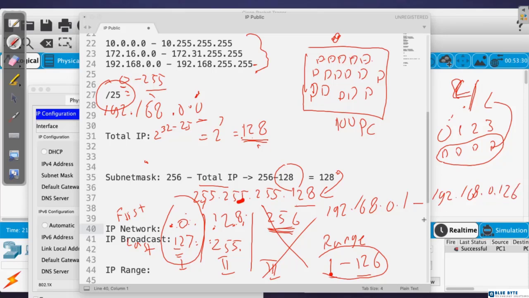Okay, now we are done learning subnetting in the first case. We have learned to calculate total IP, subnet mask, network IP, broadcast IP, and IP range. And I think that's enough for this video. In the next video, we are going to learn about subnetting again with a different case.